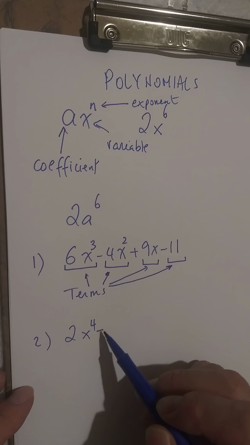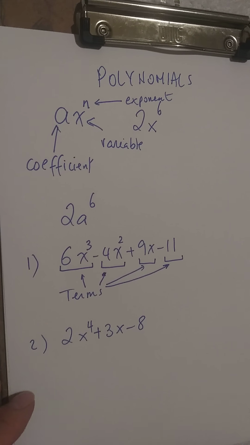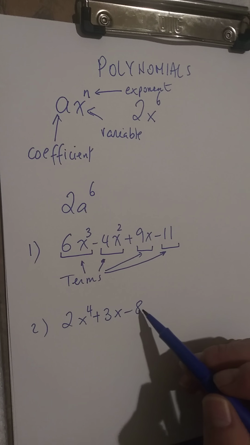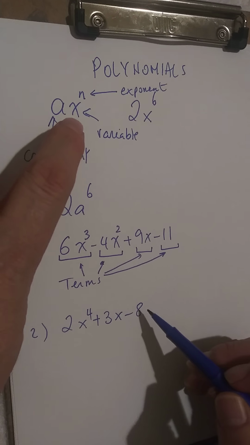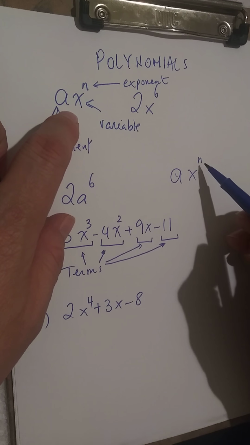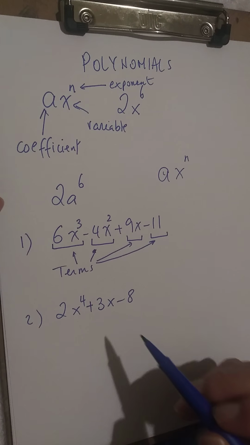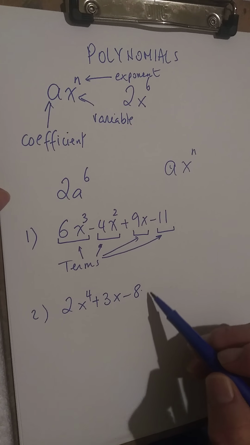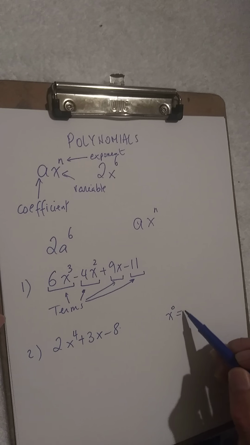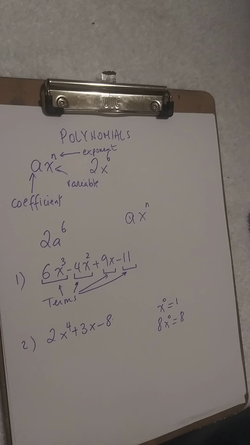Here's another example. 2x to the 4th plus 3x minus 8. This is also a polynomial with 3 terms. In this term here, 8 is still of this form, ax to the power n. For 8, n is 0, x to the power 0 is 1, and a is 8. So this is like writing 8x to the power 0, but you don't have to write x to the power 0, because x to the power 0 is 1. So 8x to the power 0, that's what 8 is.